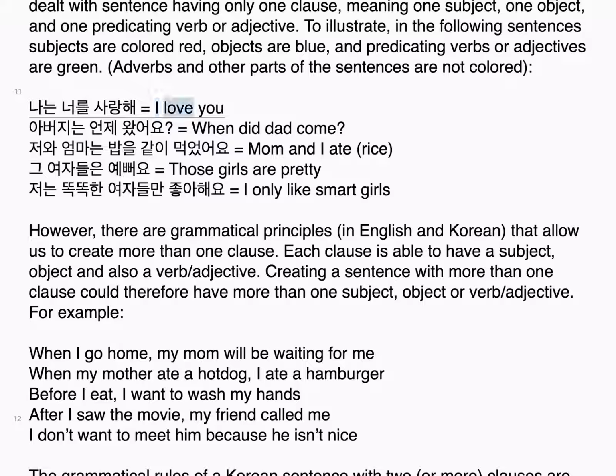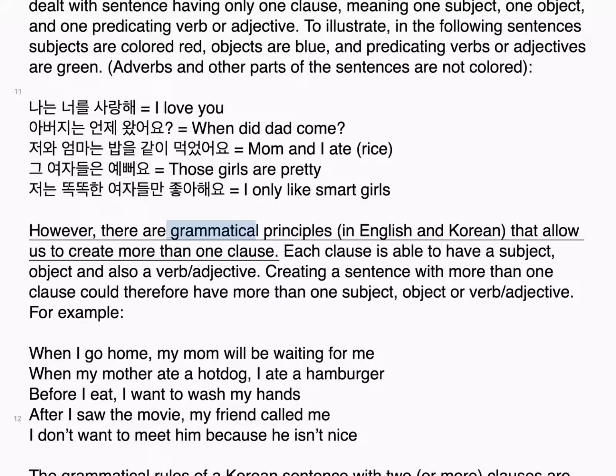나는 너를 사랑해. I love you. 아버지는 언제 왔어요? When did Dad come? 저와 엄마는 밥을 같이 먹었어요. Mom and I ate rice. 그 여자들은 예뻐요. Those girls are pretty. 저는 똑똑한 여자들만 좋아해요. I only like smart girls.